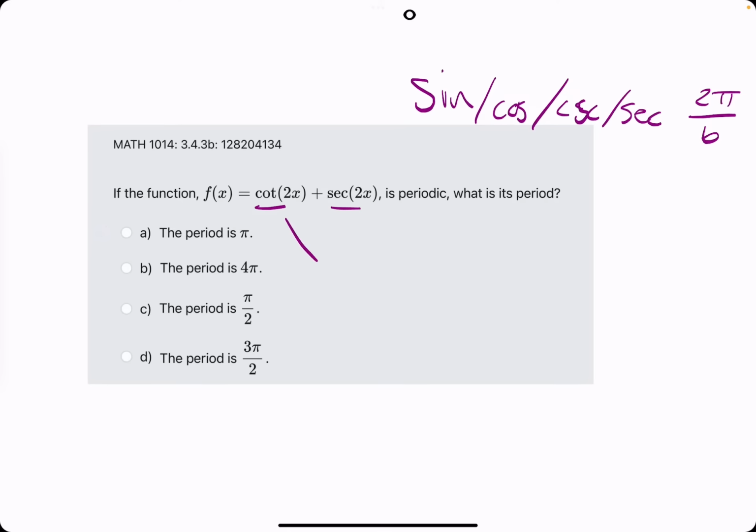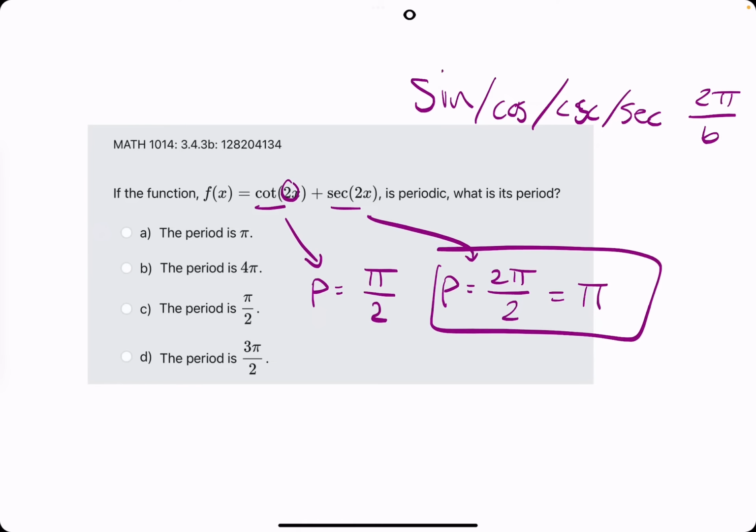So for cotangent, we want to use the period equals pi over b, and b is 2 in this case, right? So our period is just pi over 2 for that. And then for secant, that uses 2 pi over 2, which is equivalent to just pi. So the question is, do we use a period of pi, or do we use the period of pi over 2? Well, think about it like this.